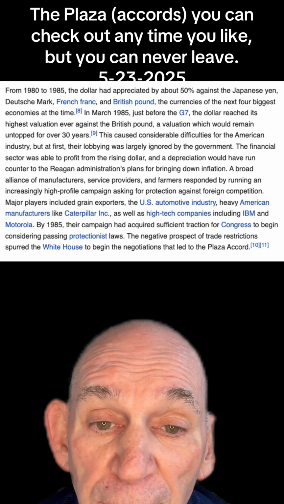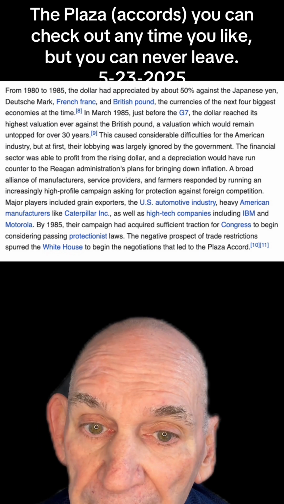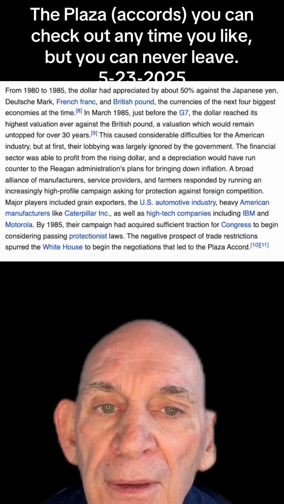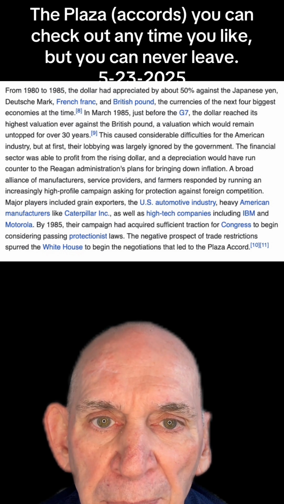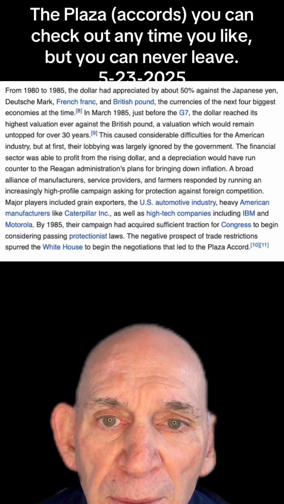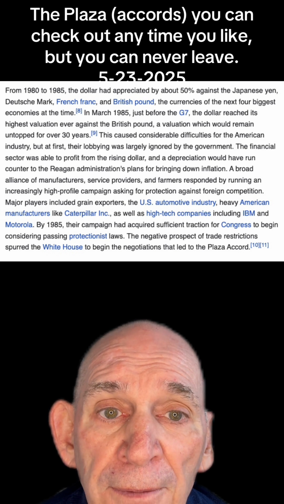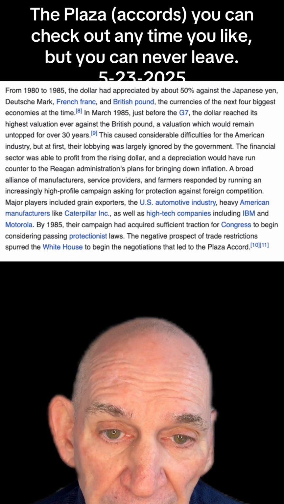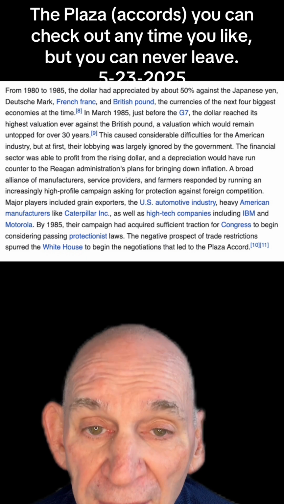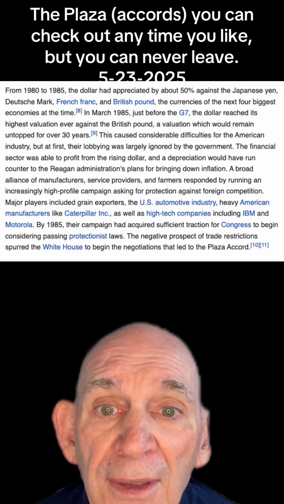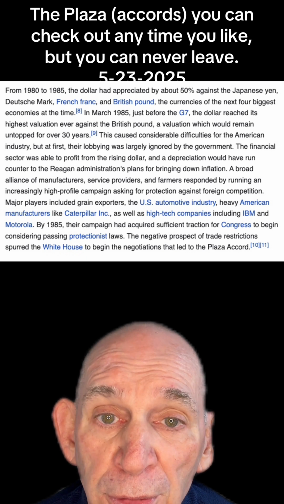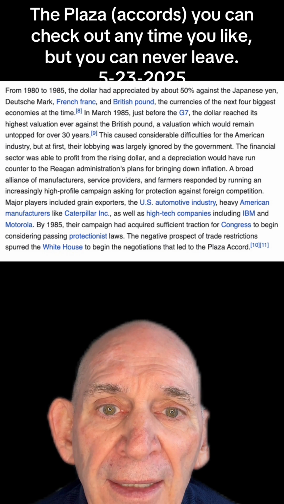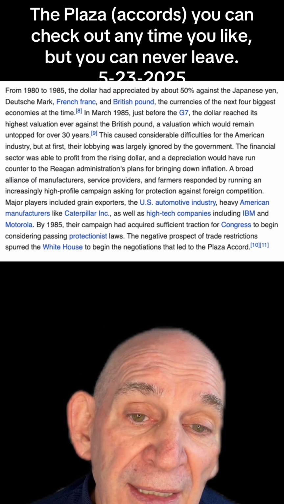Whether a strong dollar was good for the financial industry, right, because we can adapt very quickly in seconds, if not minutes, it wasn't the same for our major automotive, our heavy manufacturers like Caterpillar, our farmers, our high-tech companies, and in those days, that was IBM and Motorola. And so by 1985, their campaign to either put on tariffs, okay, or lower the dollar became so big that Congress began considering passing protectionist laws, which are basically tariffs. We weren't so sure that we should do that, and so we began to do negotiations which lead to the Plaza Accord.